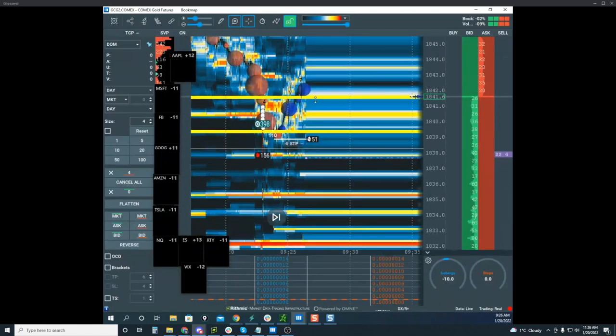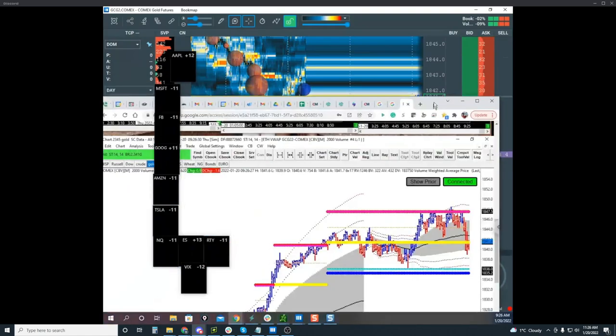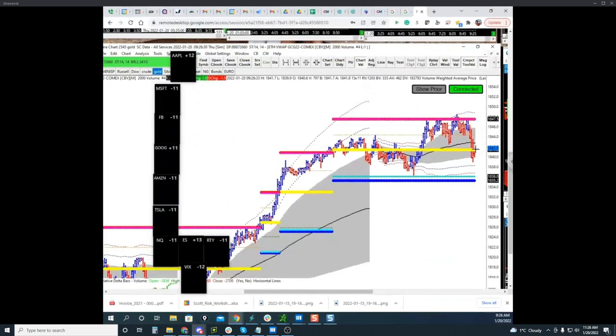Otherwise, I'll wait, because what should happen? This is below the yellow lug. This should head down to the blue. If we don't, we get back above here. We'll probably come back to the red again.